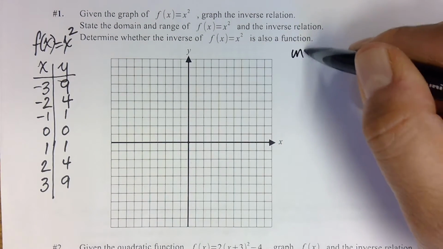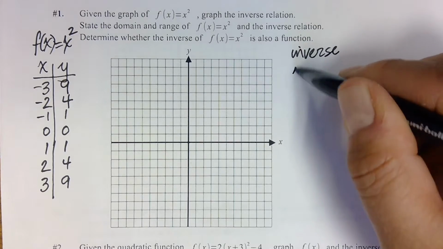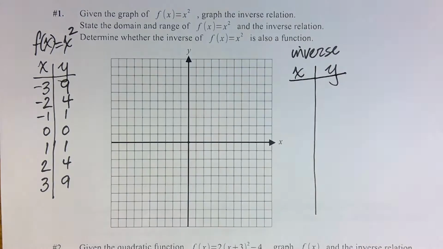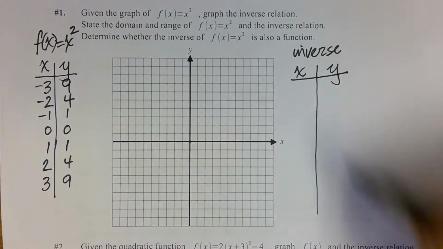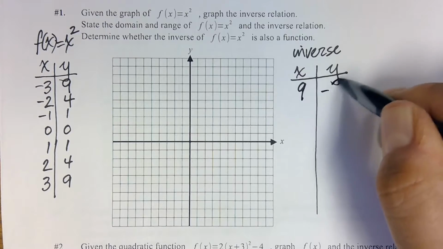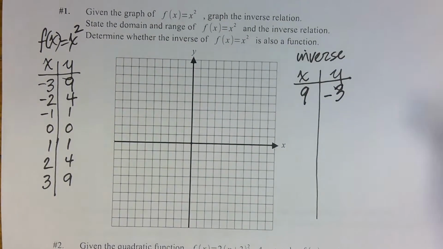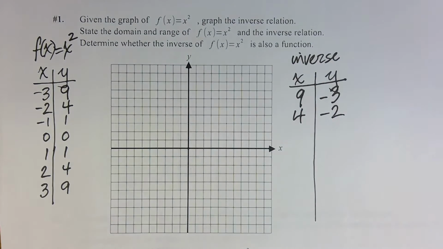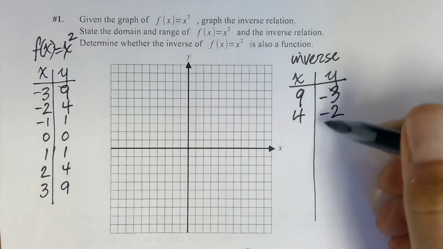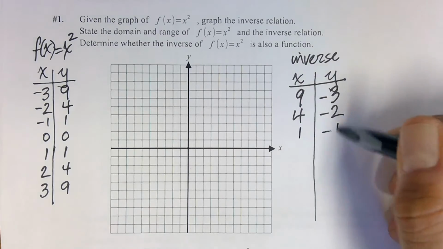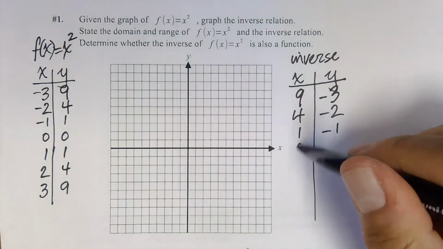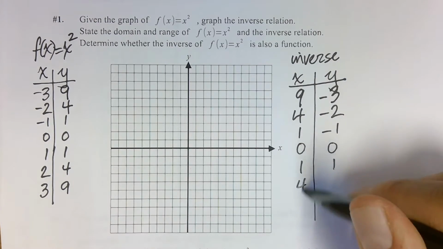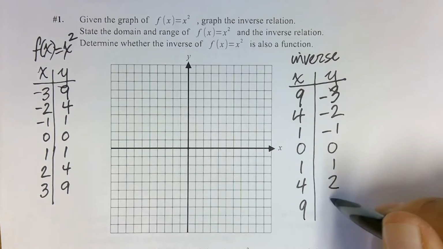For your inverse, my original was -3, 9, so my inverse will be 9, -3. My original was -2, 4, my inverse is going to be 4, -2. Instead of -1, 1, it'll be 1, -1. 0, 0. 1, 1, 4, 2, 9, 3.